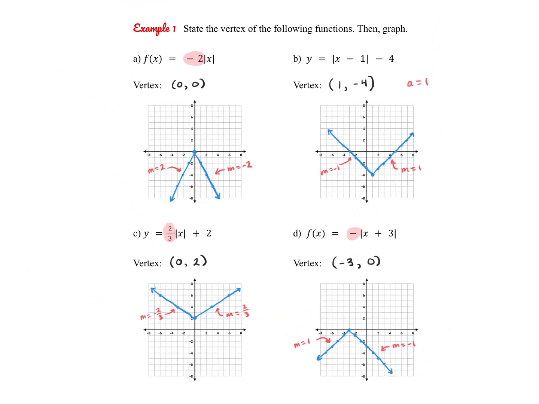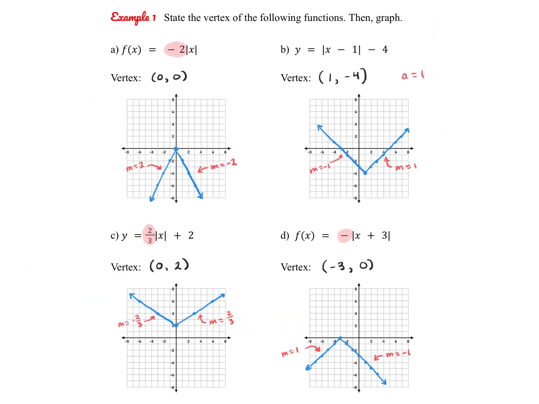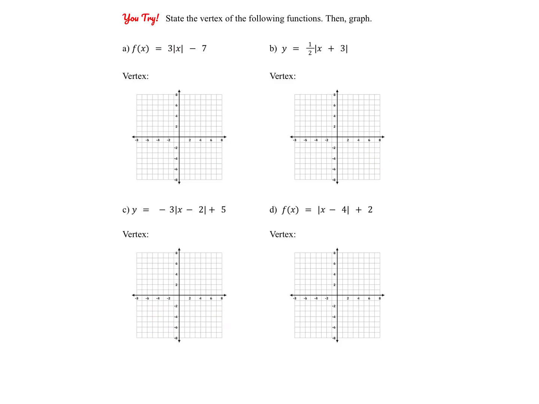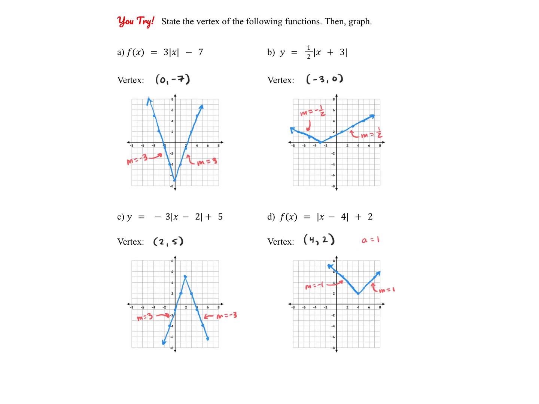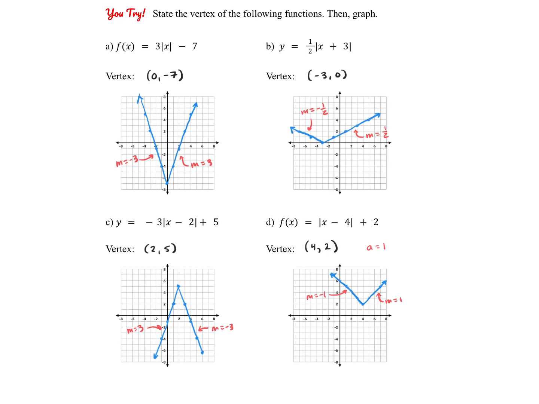If you know how to interpret that form of our absolute value functions, these are super quick and easy to graph. Remember, just identifying the vertex, and then the a value is your slope going to the right. All right, go ahead and pause the video and give these a try on your own. All right, go ahead and check your work here. Make sure you have the correct vertex for each graph, and then the correct slopes going to the right and the left.